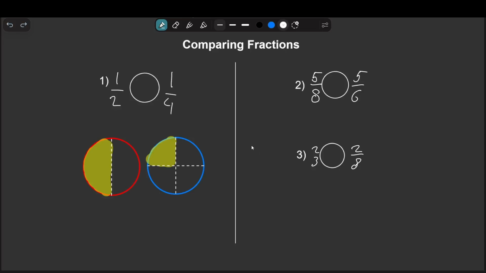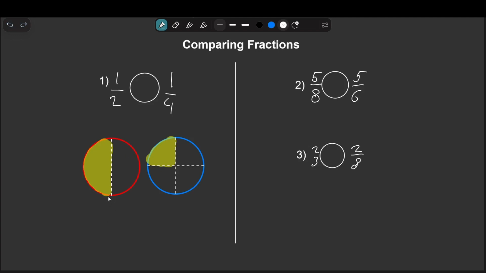In this video I'm going to cover how to compare fractions when they have the same numerator. The numerator is the top number and the denominator is the bottom number. I have three examples here, and I drew two circles with each different part filled in to show you how it works better and to help you understand it with a little example.